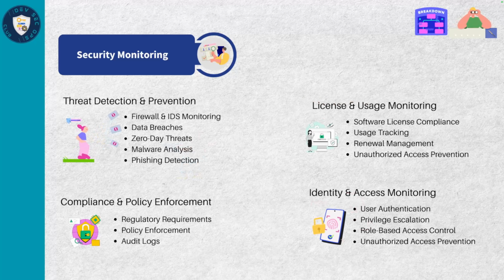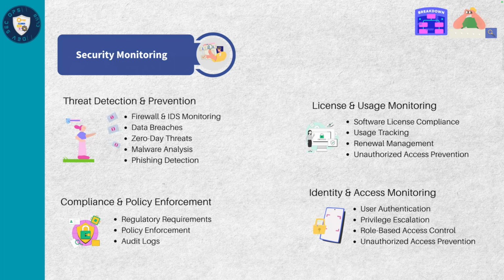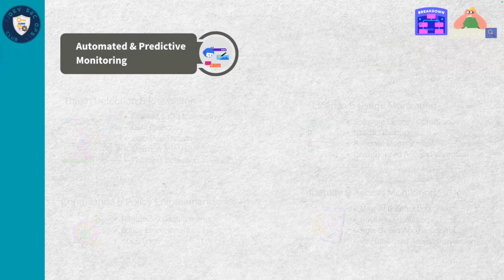So again, this is a summary about security monitoring. Security monitoring is essential for preventing cyber threats, ensuring compliance, and managing system access effectively. Without it, organizations are vulnerable to breaches, legal issues, and operational risks. So next we have automated predictive monitoring.